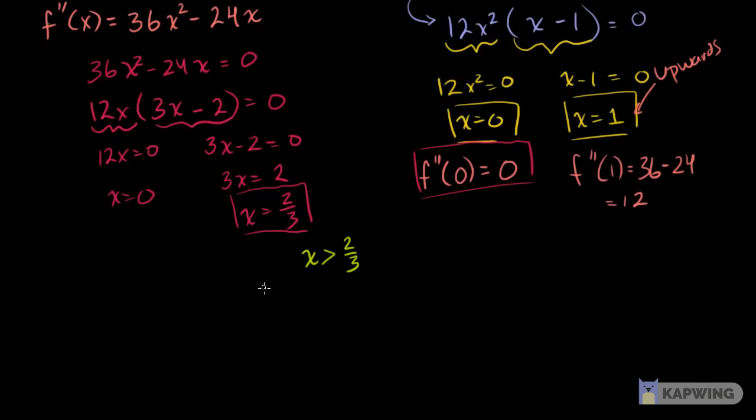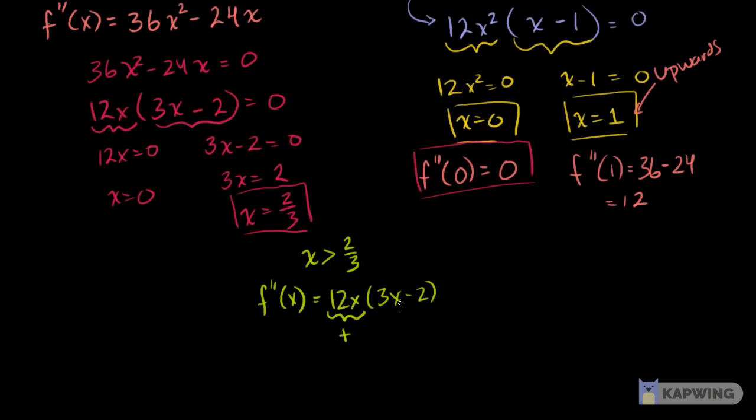So let me rewrite it. F prime prime of x is equal to, I mean, I could write it like this, but this might be easier to deal with. It's equal to 12x times 3x minus 2. So if x is greater than 2/3, this term right here is going to be positive. Any positive number times 12 is going to be positive.